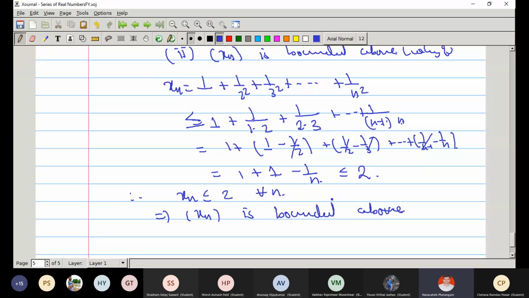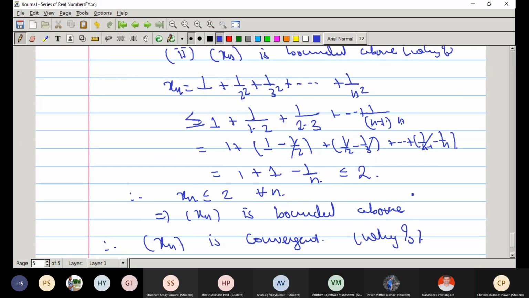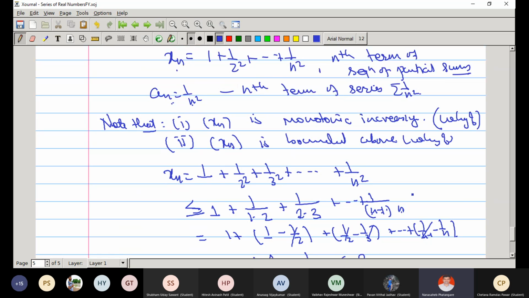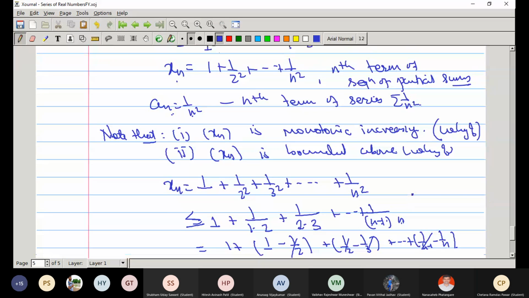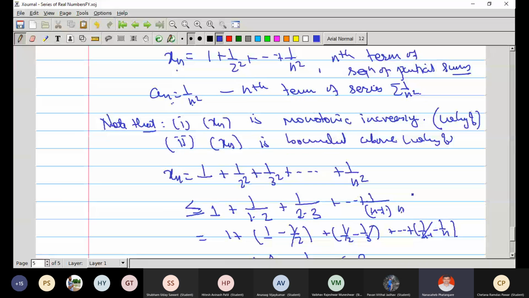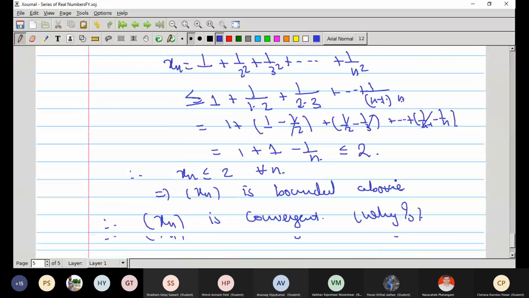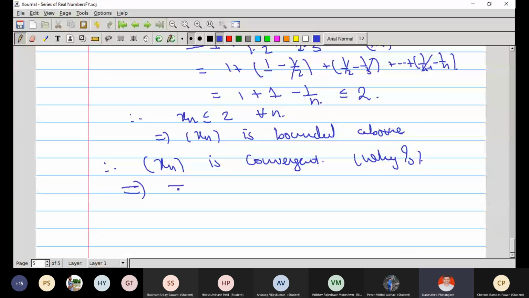Right? And so can we declare that xn is convergent? Why is the sequence xn convergent? Xn is monotonic increasing and bounded above, so by the monotone convergence theorem, the sequence xn is convergent. And therefore, can I declare that the series is convergent?